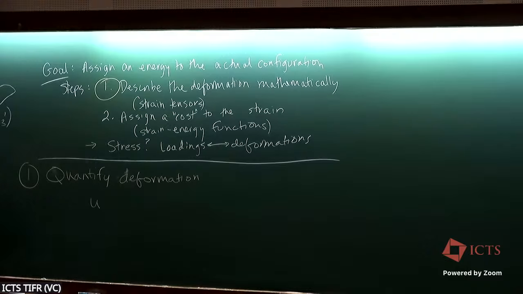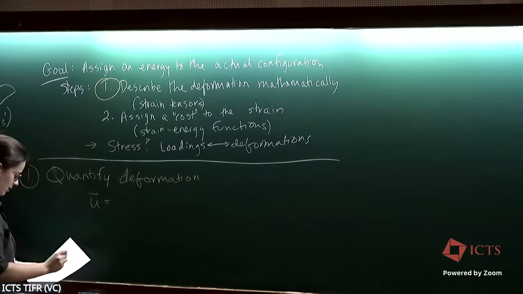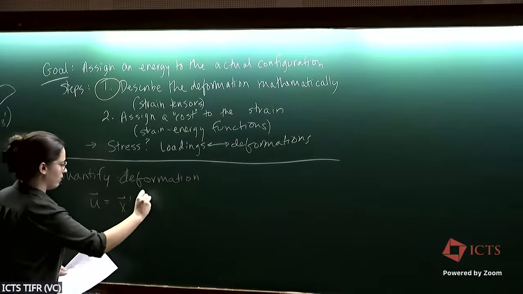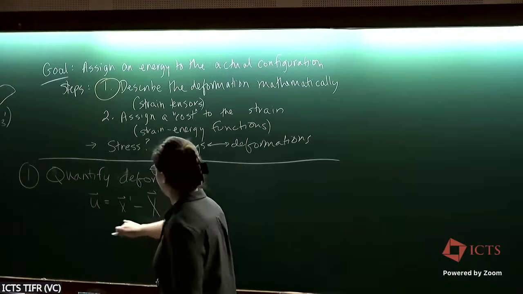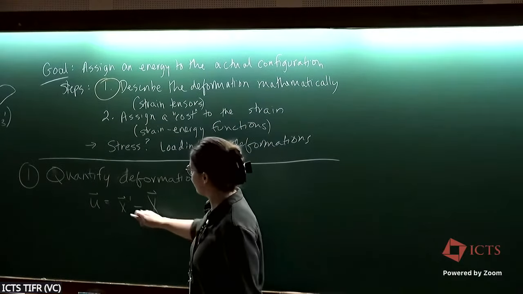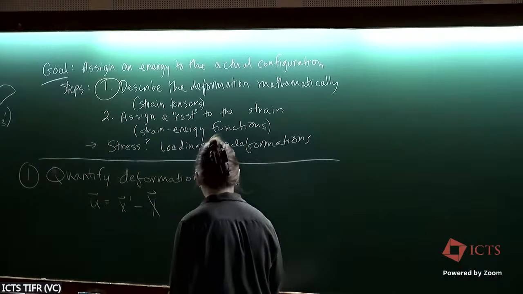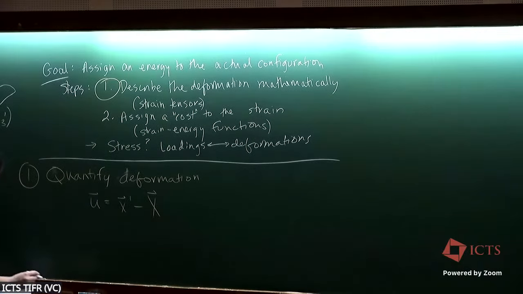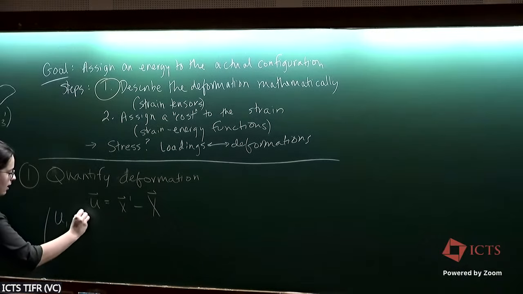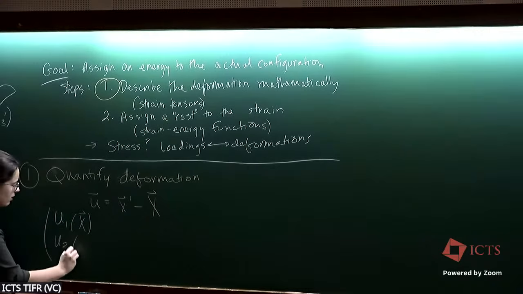And so to start, we're going to build a quantity called the displacement. The displacement is what you would intuitively think it is. It is the difference between the reference configuration and the actual configuration. And if I write this in terms of 3D elasticity, just so we have it, this will have 3 components.